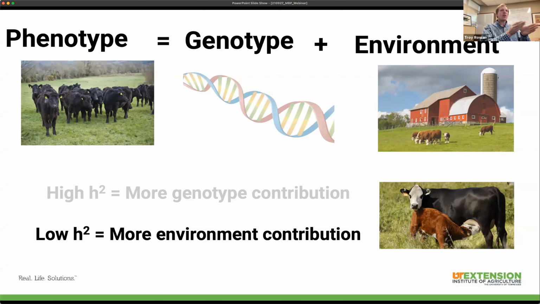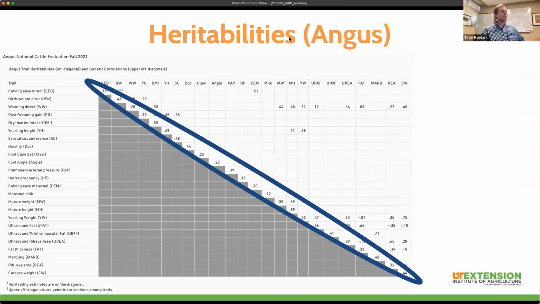For lowly heritable traits, having EPDs and genetic predictions is especially important. It's much more powerful than for very, very highly heritable traits. And I hope I can walk us through that as we move forward here.